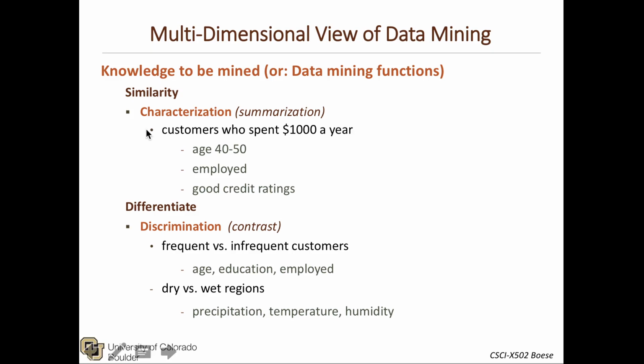Basically customers, as an example, customers who spent $1,000 a year. Who are they? Perhaps this is Walmart or Target, and these are customers who tend to spend $1,000 every year. They tend to be age 40 to 50. They tend to be employed. They tend to have good credit ratings. That can be different based on which company you're looking at. Online Amazon might have a different characterization for their particular customers. But then you know who your target market is.